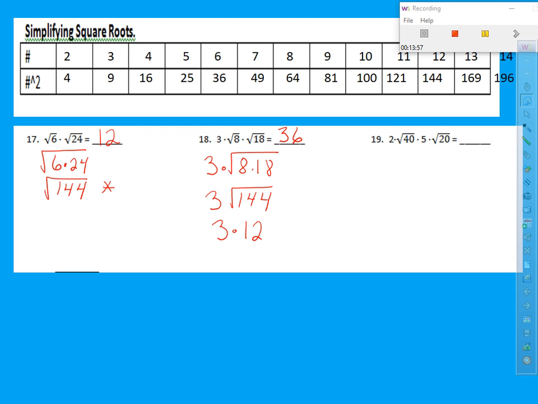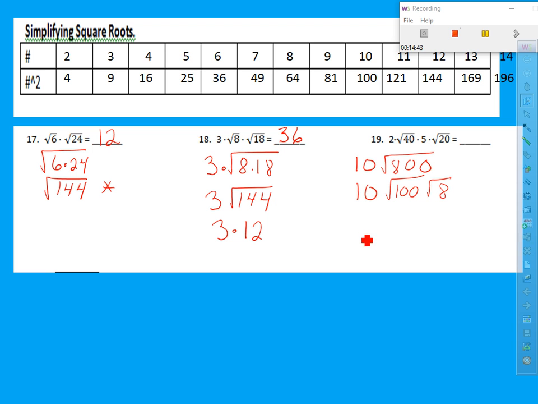Now, number 19 is not as easy. I'm going to go 2 times 5, the 2 whole parts. 2 times 5 is 10. And I'm going to go the square root of 40 times 20 is 800. Now, I'm going to solve this the way your classmates did. Your classmates did not see the best number to use. They saw a very good number to use, but not the best. So I'm going to do what they did. Here's what they saw. They said 10, and then they said, let's do number 19 like we did number 14. It ends in 2 zeros, so let's go 100 times the square root of 8.